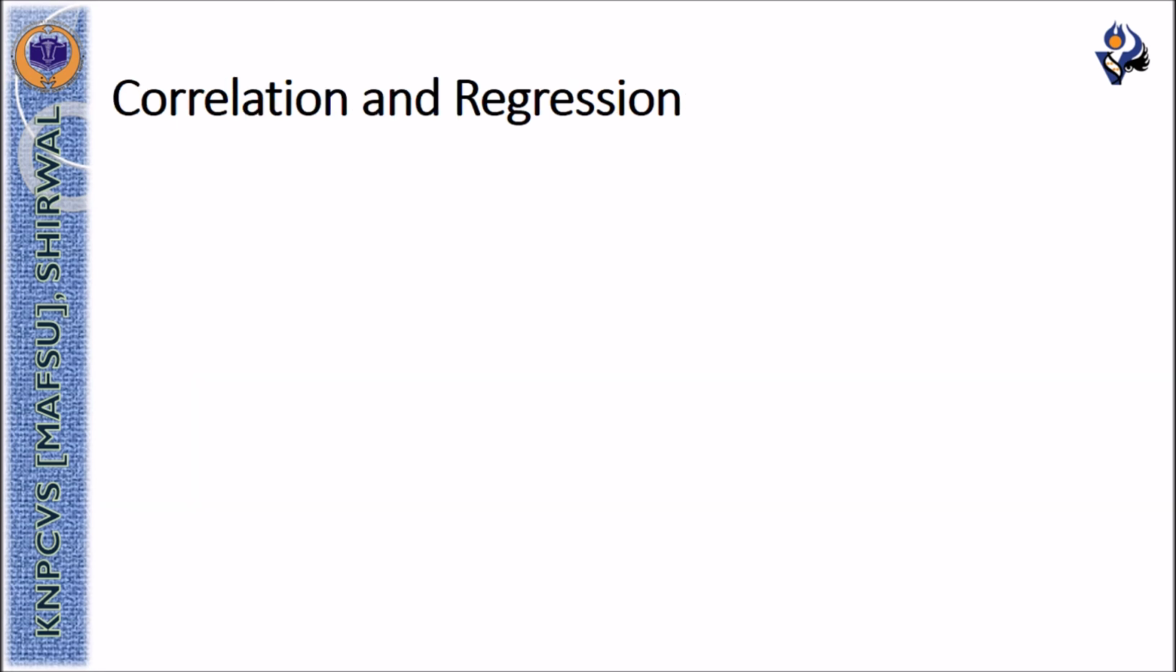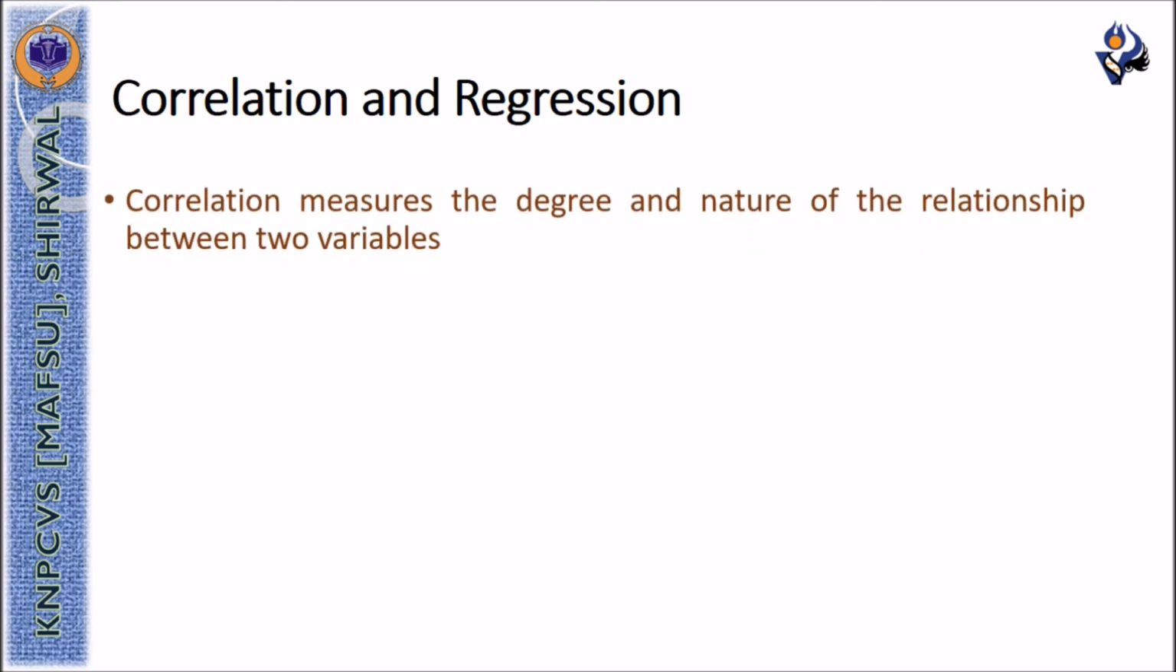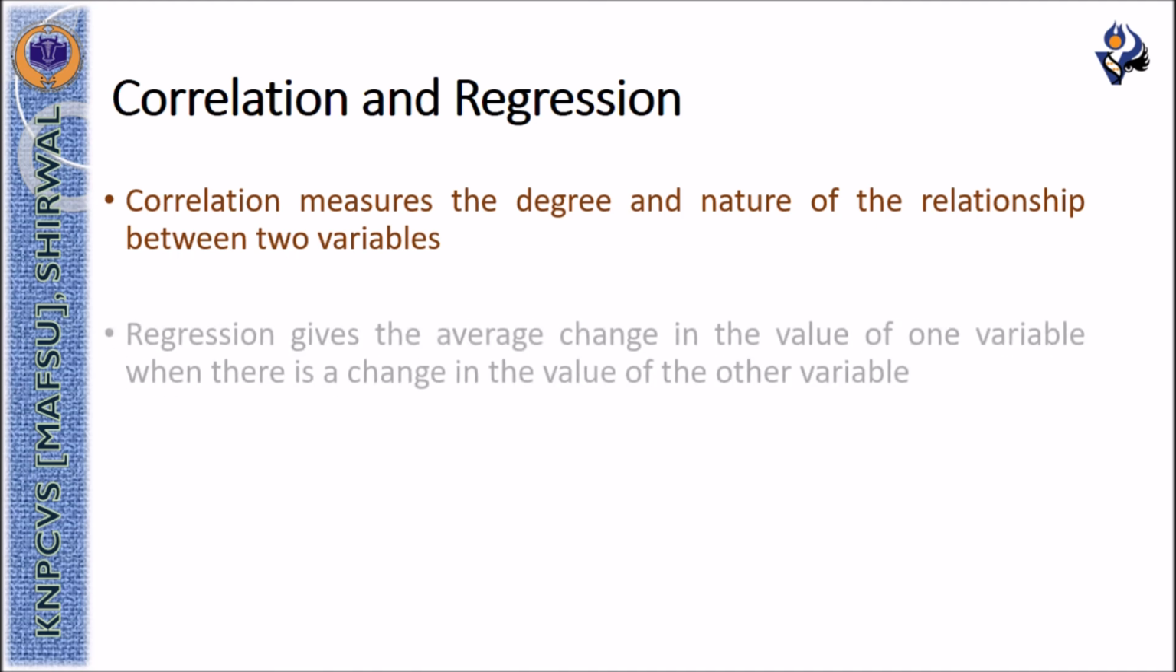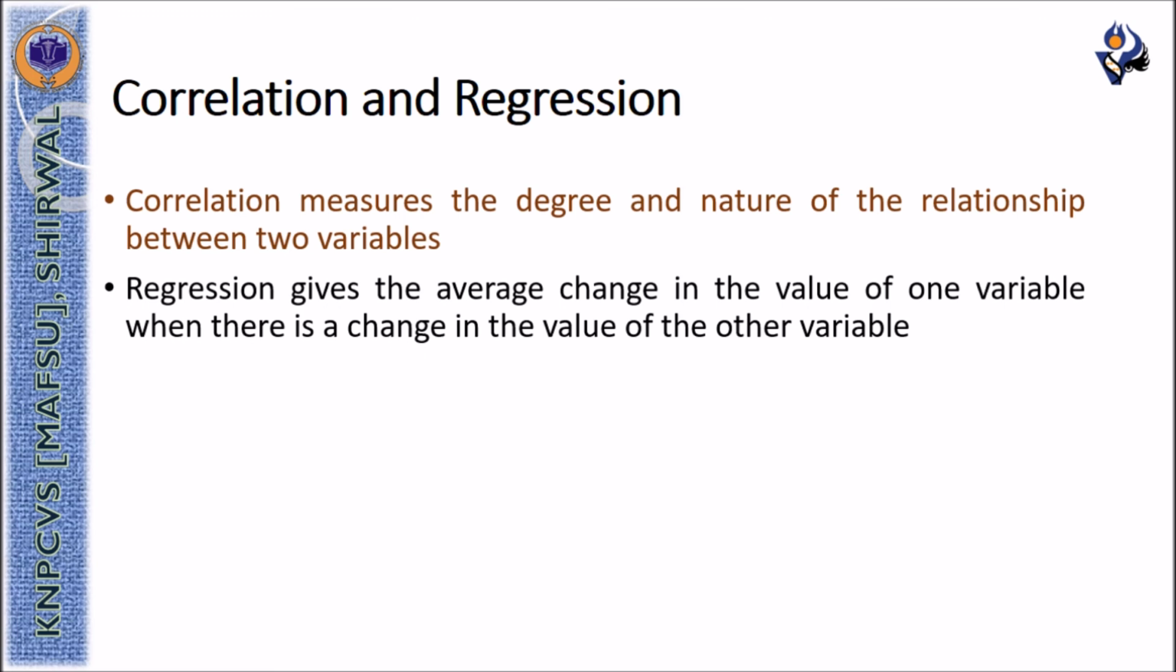The distinction between correlation and regression. Correlation measures the degree and nature of the relationship between two variables, whereas regression gives the average change in the value of one variable when there is a change in the value of the other variable.